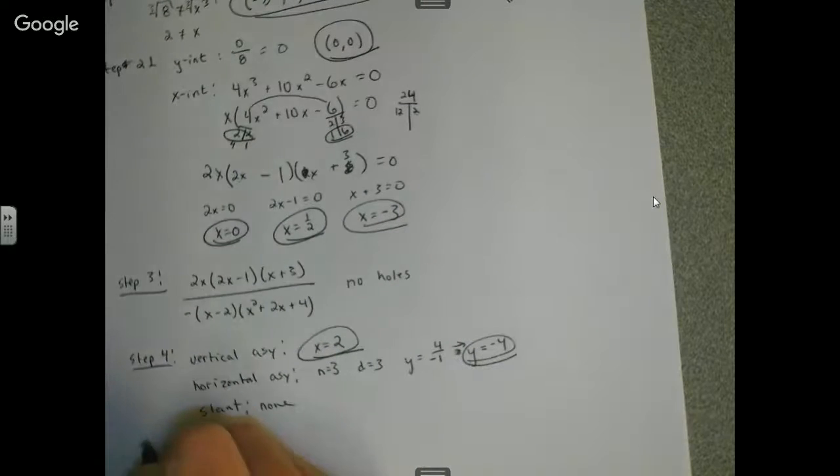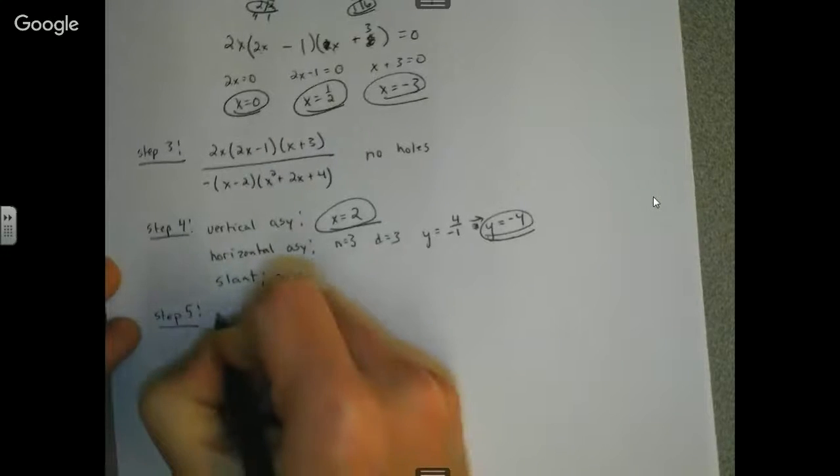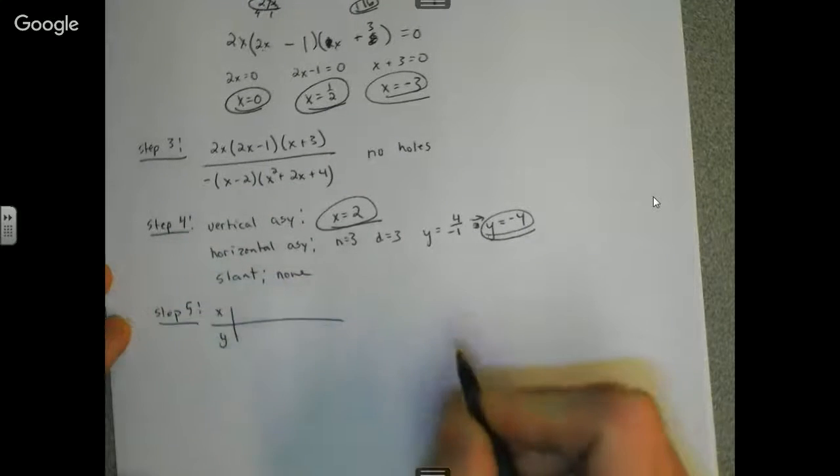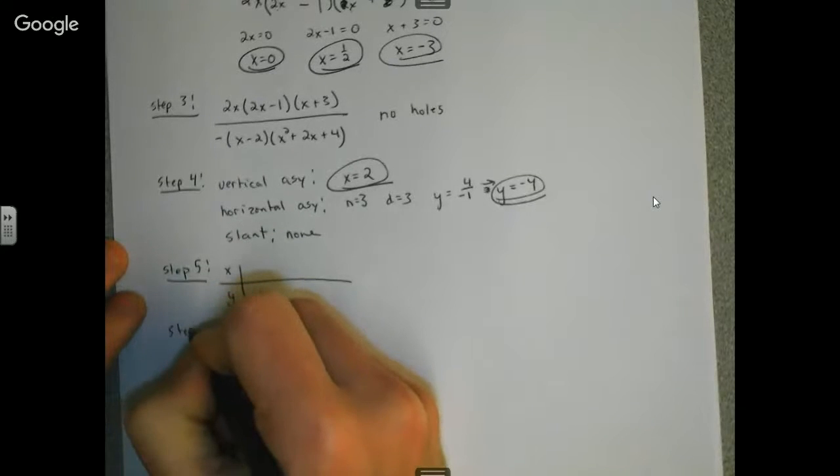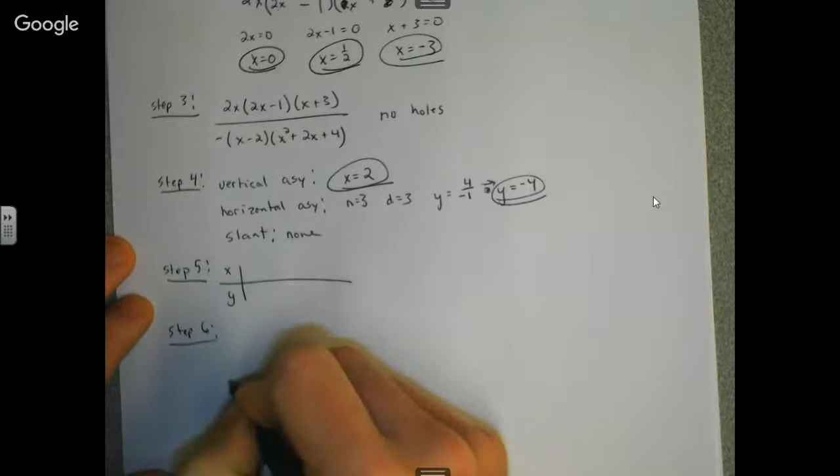Step 5 is additional points. So we'll just outline an XY here because we will use that. Step 6 is sketch.